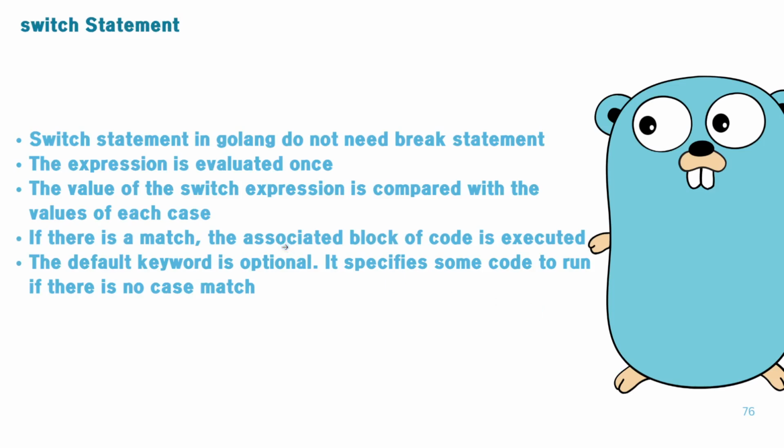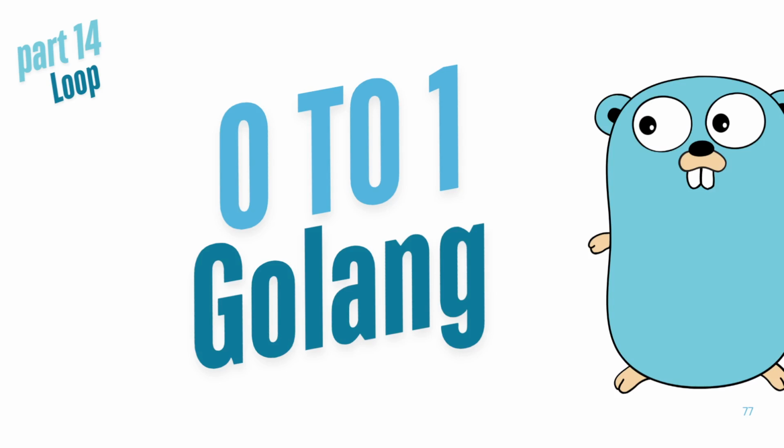Switch statements in Golang do not need the break statement. The expression is evaluated once, and the value of the switch expression is compared with the values of each case. If there is a match, the associated code block is executed. The default keyword is optional. It specifies some code to run when there is no switch case match.